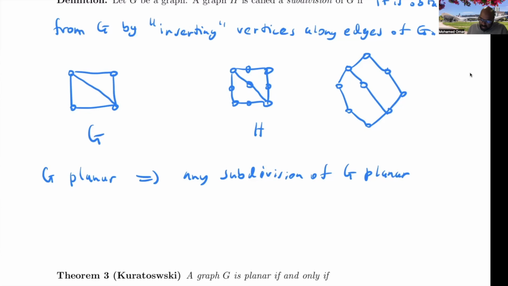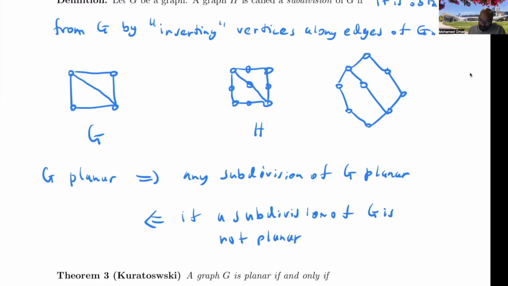In that light, in the opposite direction, this is logically equivalent to saying that if a subdivision of G is not planar, then G is not planar. Okay.